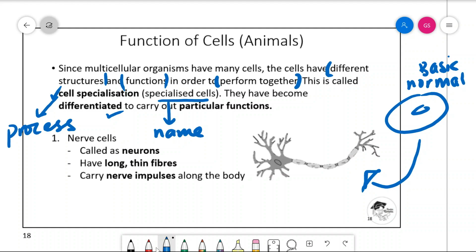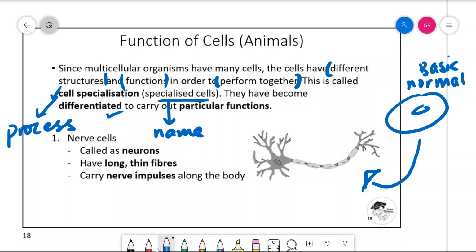That means one type of special cell, let's say the nerve cell, can only carry out one particular function. The nerve cell is in your nervous system. Do you think the nerve cell can let you breathe, or let you feel things? Cannot, because it only works inside your nervous system.